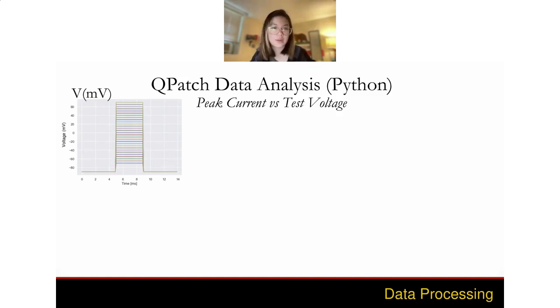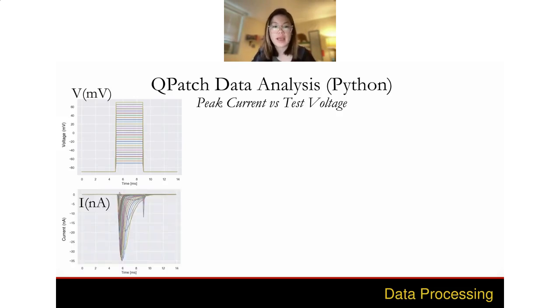So for example, again, up here, we have the voltage on the y-axis and time on the x-axis. This is the exact experiment that we had run, the running test pulses of voltage. And here's the current curves. We're able to visualize the current over time, and we're able to visualize it across every individual sweep that we ran.